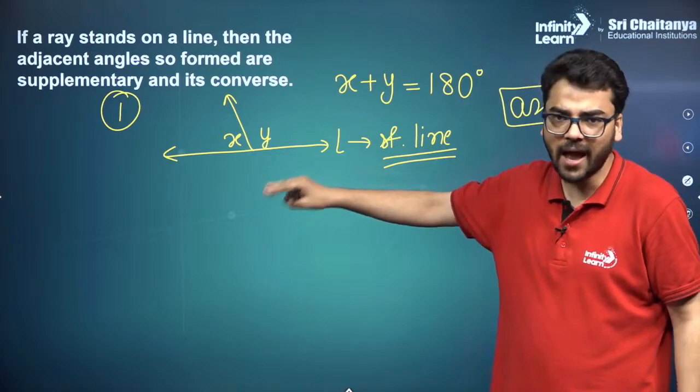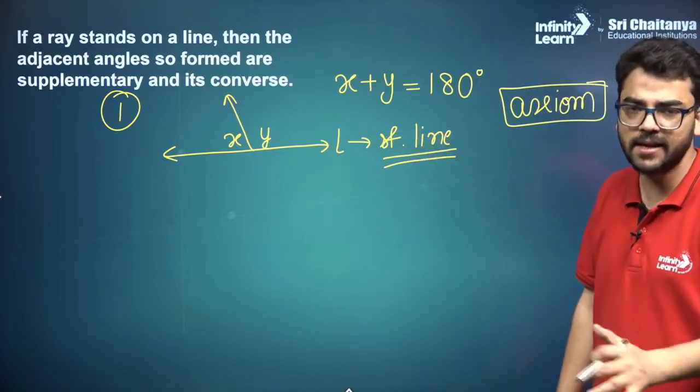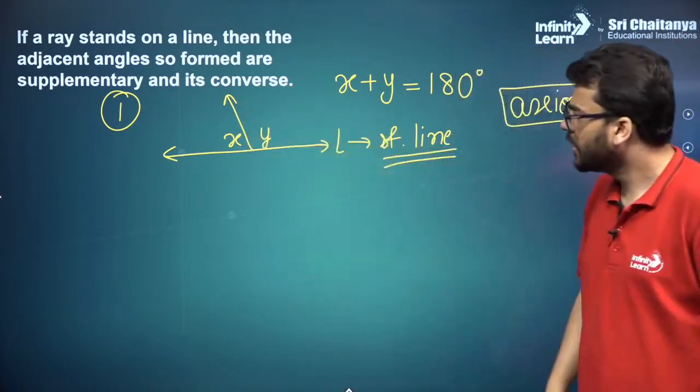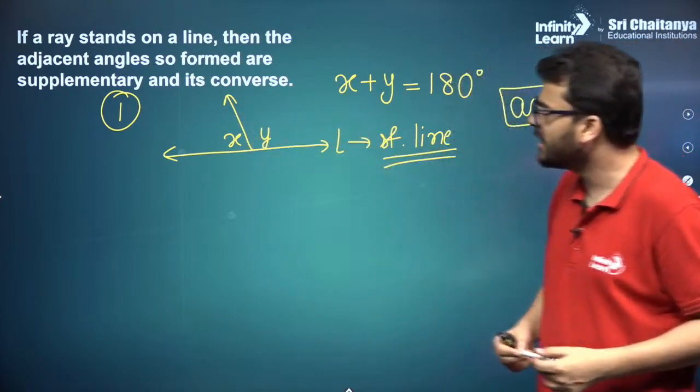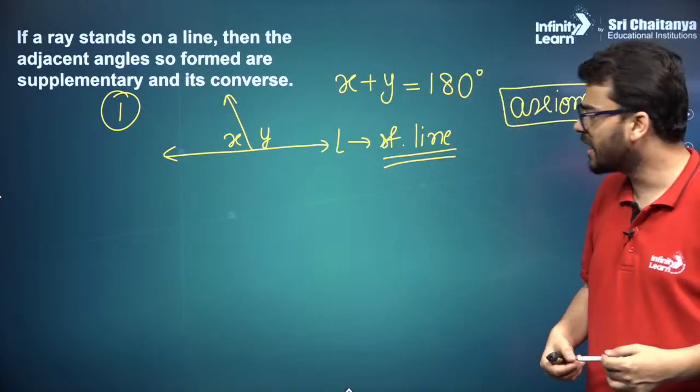So the sum of the angles in a linear pair is 180 degrees. That is the linear pair axiom. And its opposite is also true. It means if a ray stands on a line, then the adjacent angles so formed are supplementary, and its converse. Its converse will be what?